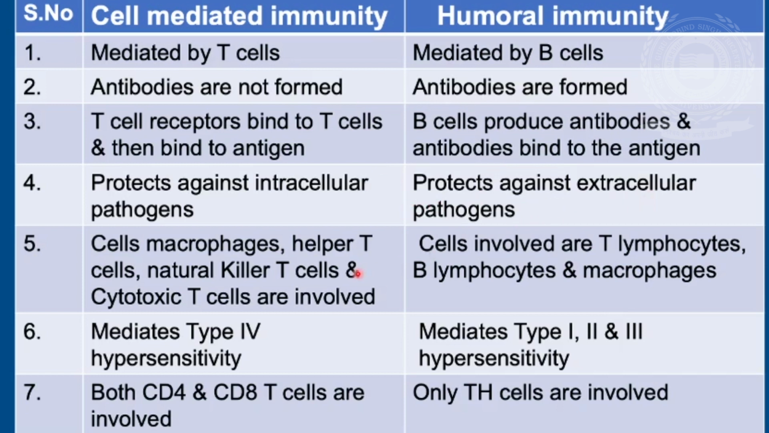The cells involved in cell-mediated immunity are macrophages, helper T cells, natural killer cells, and cytotoxic T cells. Over here, T lymphocytes, B lymphocytes, and macrophages are involved. This mediates type 4 hypersensitivity reaction. These mediate type 1, type 2, and type 3 hypersensitivity reactions. In cell-mediated immunity, both CD4 and CD8 T cells are involved, while in humoral immunity, only T helper cells are involved.